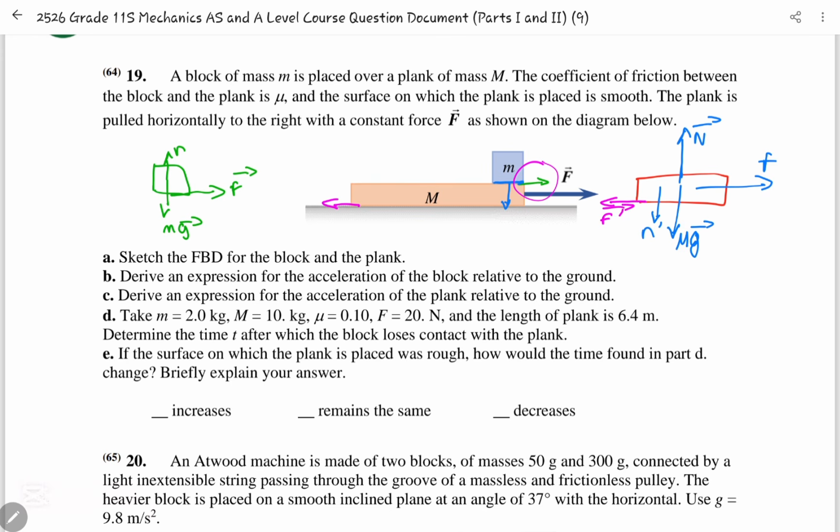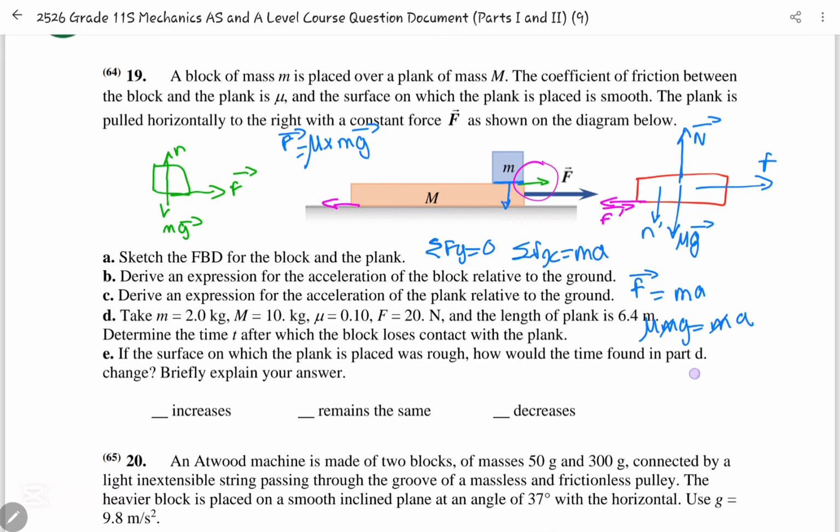They want us to derive an expression for the acceleration of the block relative to the ground. We know that there's going to be acceleration. So sigma Fy is equal to 0 because the block's not moving up and down. But sigma Fx is equal to ma because the block is moving left and right. So then, this would mean that my friction F is equal to ma, but I know that my friction F is equal to mu times the normal push. The normal push in this case is m times g. So mu mg is equal to ma.